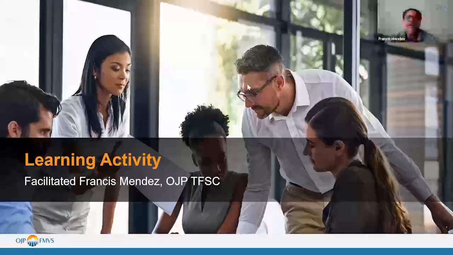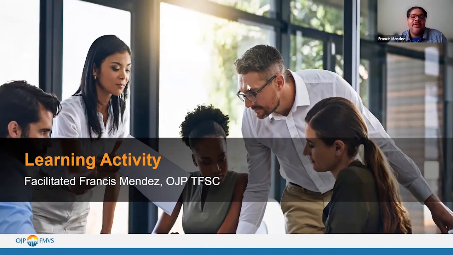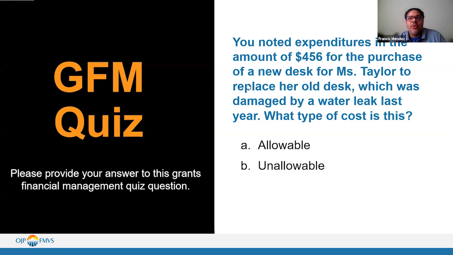Thank you, Zarel. Now we're going to do a learning activity around the type of cost and classification. So we're going to do a series of polls. Okay. So the first poll is going to be, you noted expenditures in the amount of $456 for the purchase of a new desk for Ms. Taylor to replace her old desk, which was damaged by a water leak last year. What type of cost is this? So would you say the replacement of the new desk because the one was damaged by water leak, is that an allowable or unallowable cost?